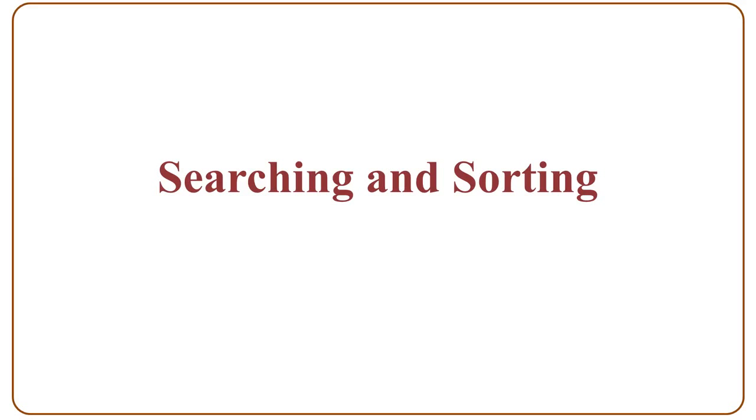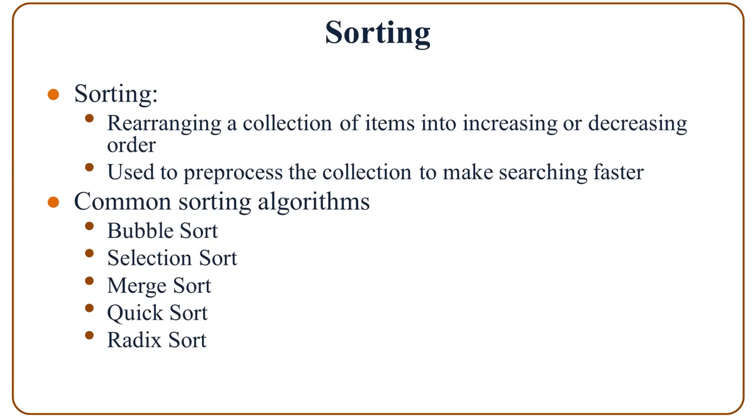In this video, we discuss searching and sorting. Sorting is to arrange a collection of items into increasing or decreasing order. It is used to pre-process the collection to make searching faster. Before you search, you sort.